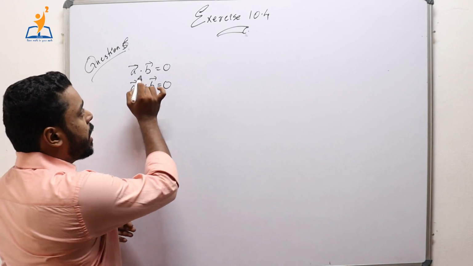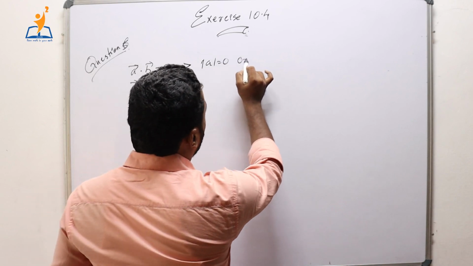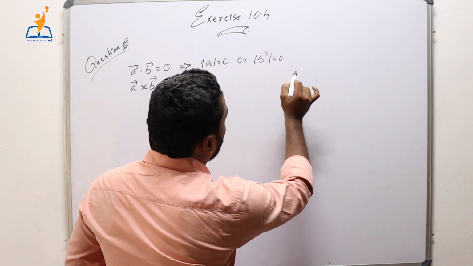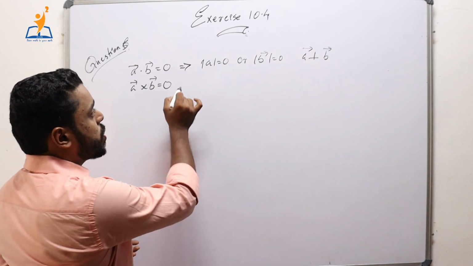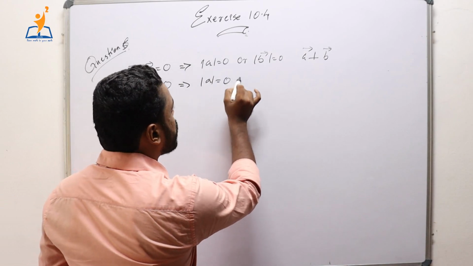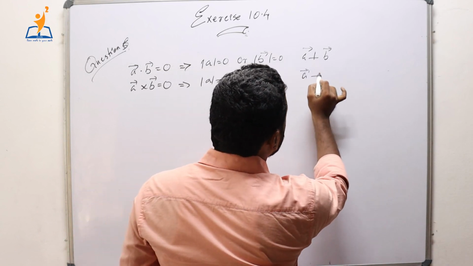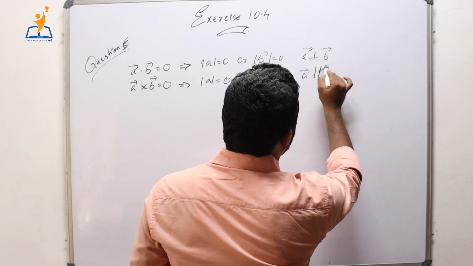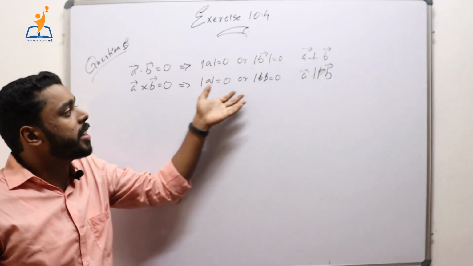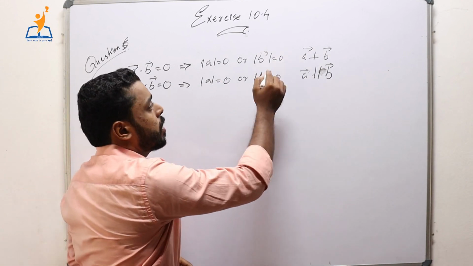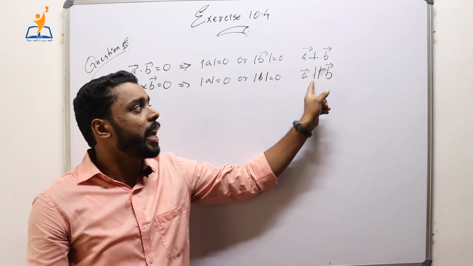Very simple. See, A dot B equal to 0 implies either mod A equal to 0 or mod B equal to 0 or A perpendicular to B. Now, A cross B equal to 0 implies either mod A equal to 0 or mod B equal to 0 or A parallel to B. This is the condition where A dot B equal to 0, and this is the condition where A cross B equal to 0. Now, we can see the last condition.